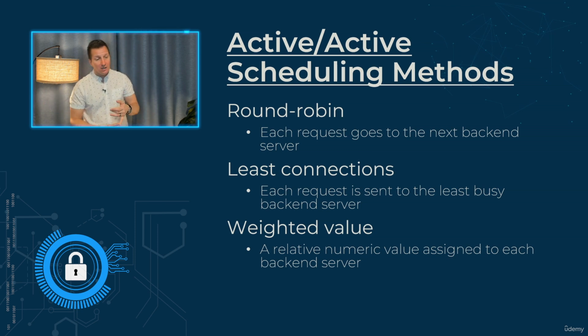That's round robin. Or we could use the least connection configuration, whereby when we get a client request, the back-end server that has the least amount of client connections gets this one because it's the least busy. We also have weighted value. Weighted value is a relative numeric value that you configure for each back-end server. So for example, if one back-end server is more powerful, maybe it would have a higher weighted value, which means it would get the lion's share or more of the client connections compared to the other servers that might be less powerful.